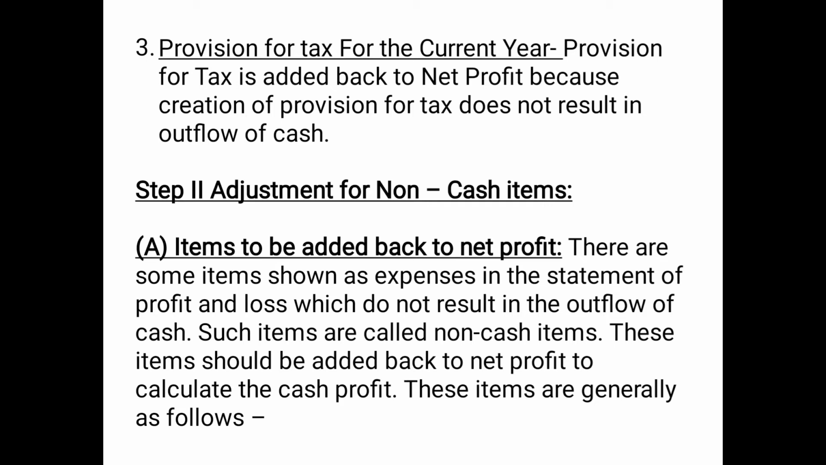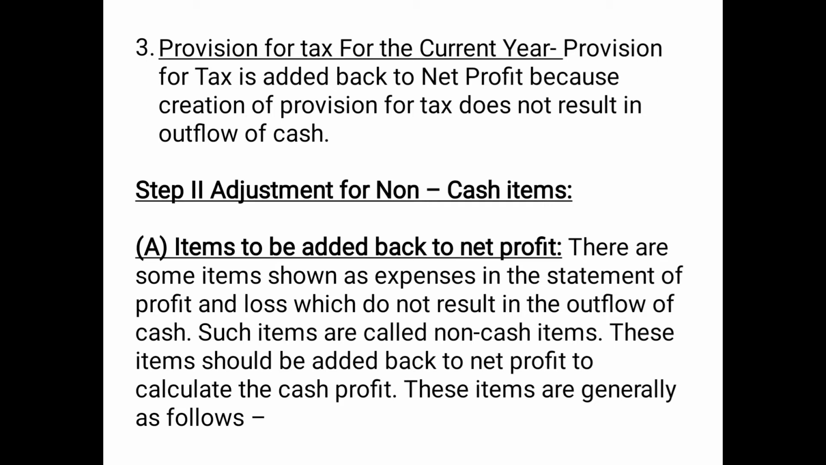Now, step number 2, adjustment for non-cash items. If you remember the format which we have discussed in the previous video, there we have discussed that after ascertaining the net profit before tax, we have to adjust the non-cash items also, non-cash and non-operating items also. So, A point, items to be added back to the net profit.